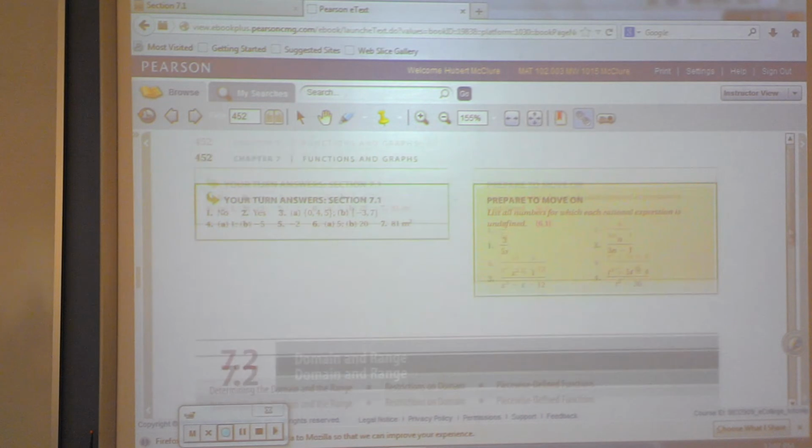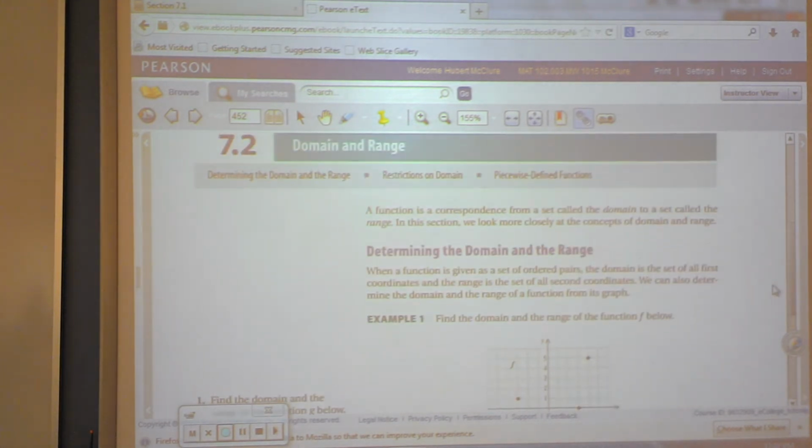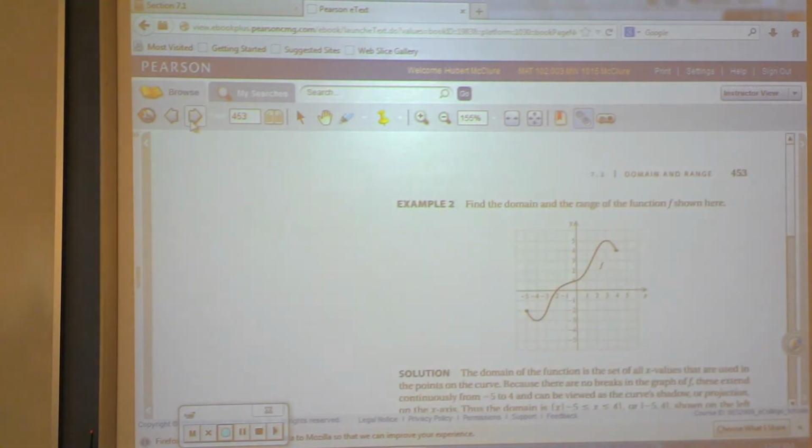Domain and range. So that's 7.2. Let's look at a couple of their questions.